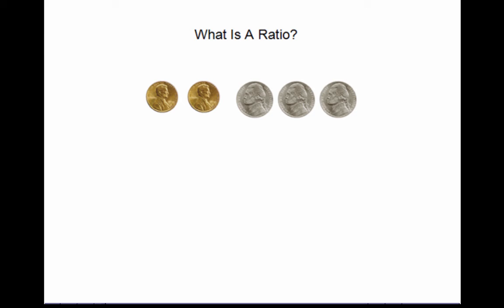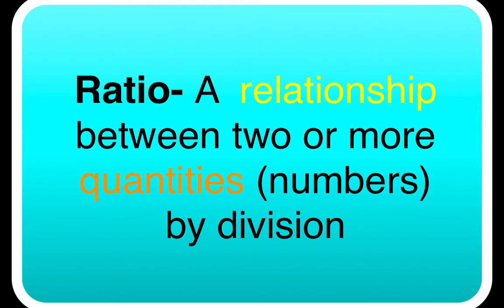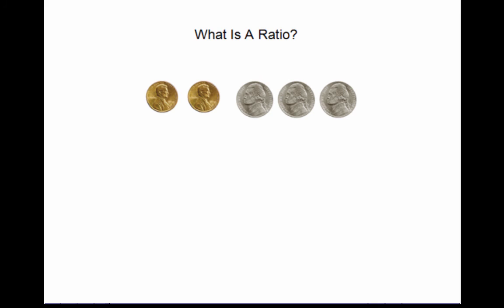What is a ratio? Well, a ratio is a way to compare two or more quantities. For example, let's take a look at this group of coins. Part of this group of coins is made up of pennies. The other part of this group of coins is made up of nickels. Together, these two parts make up the total.